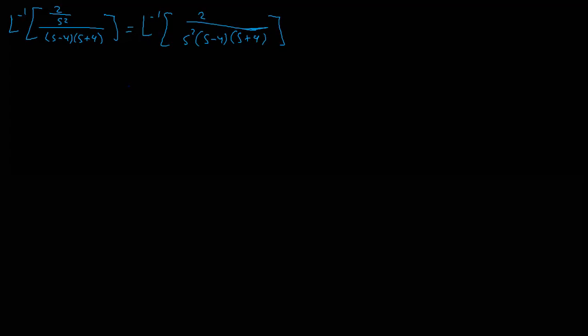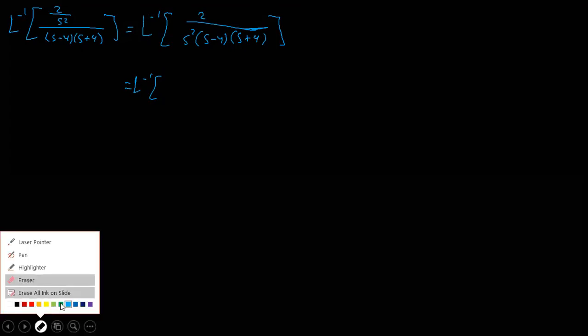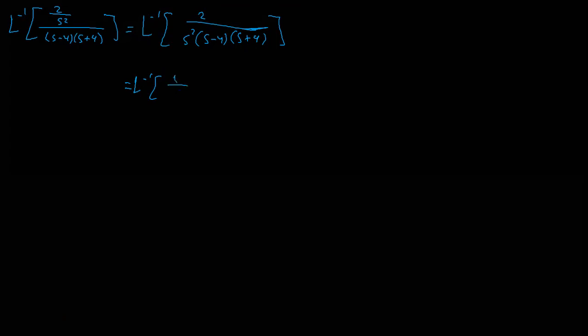Now for me, I'm going to do the following. It is Laplace inverse of 2 divided by s squared. Let me write the following: 1 over s squared times 1 over s squared minus 16. Can I do that? Because those two terms are s squared minus 16.